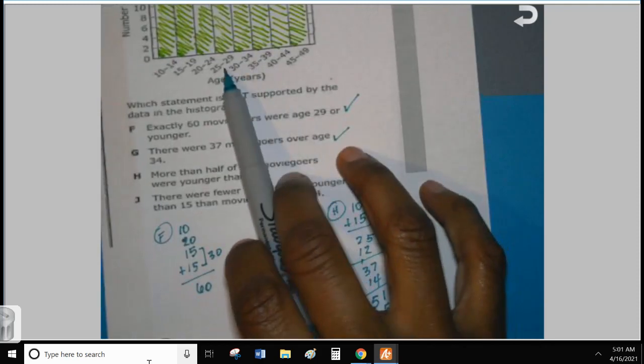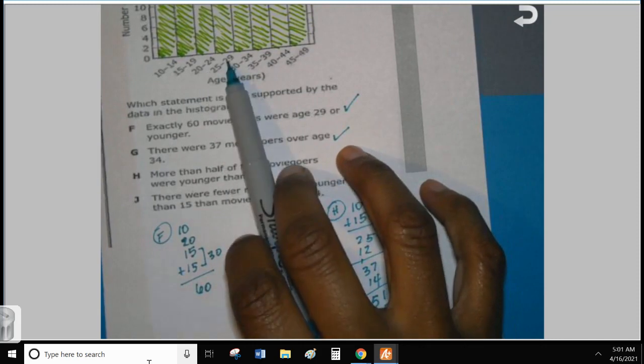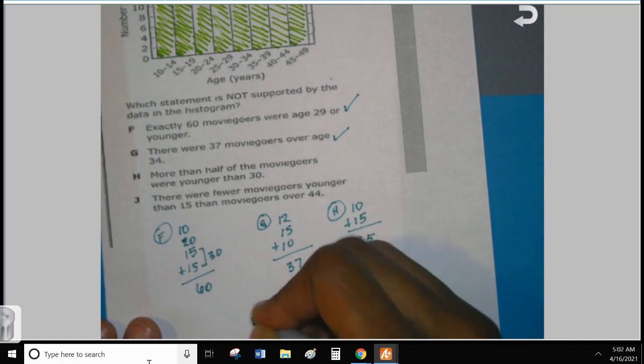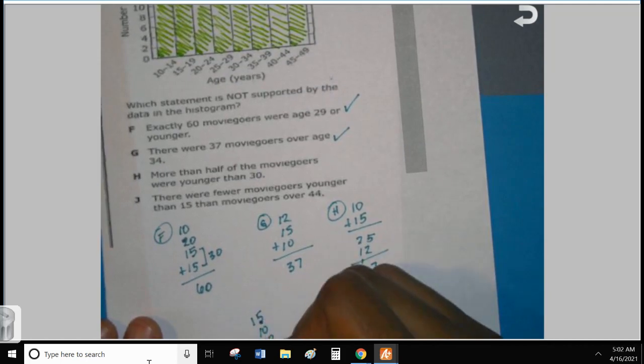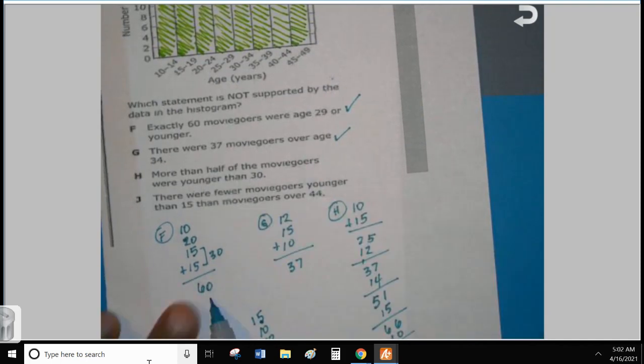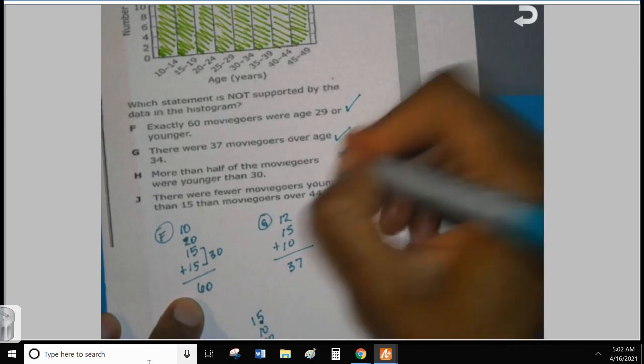So people younger than 30 would be 29, 20. I think we've already added these up, right? Younger than 30 would be 15, 10, 20, and 15, so it would be the same set, which is 60. Is that more than half? Yes, more than half. That's true.